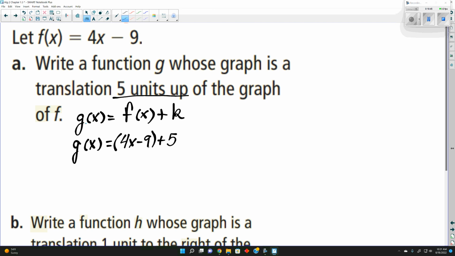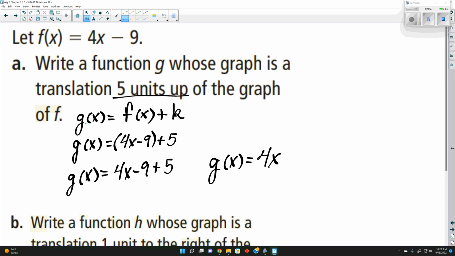Questions on this so far? Now we can drop the parentheses because there's nothing in front of it to change the 4x minus 9. And then combine like terms. So the negative 9 plus 5 would give us, and this here would be our new function. Any questions on this here?